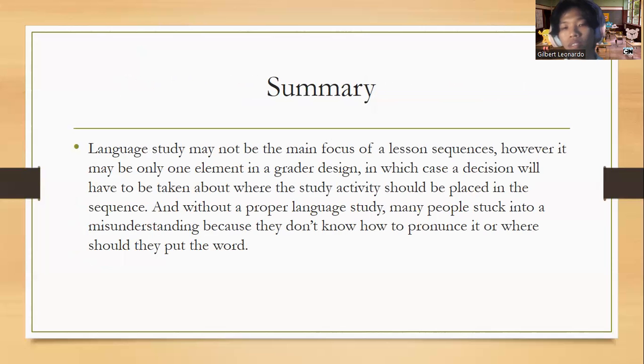So the last thing is language study may not be the main focus of a lesson sequence. However, it may be only one element in a greater design, in which case a decision will have to be taken about where the study activity should be placed in the sequence. And without proper language study, many people get stuck in misunderstanding because they don't know how to pronounce a word or where they should put the word.